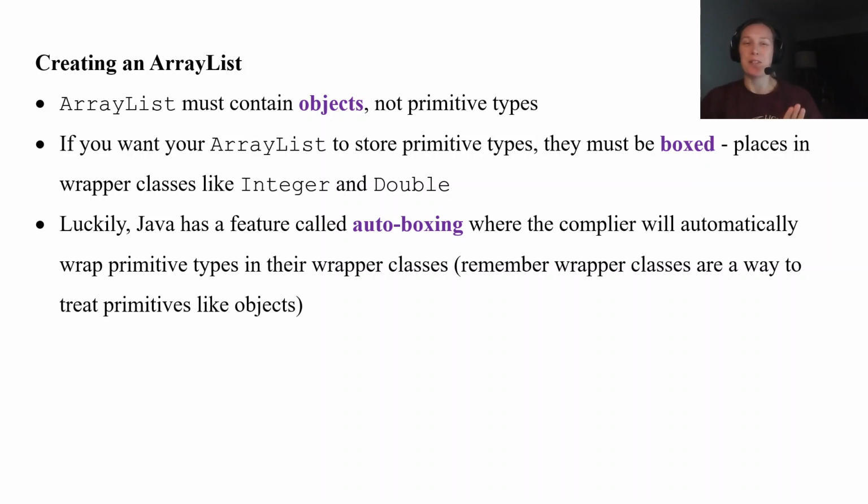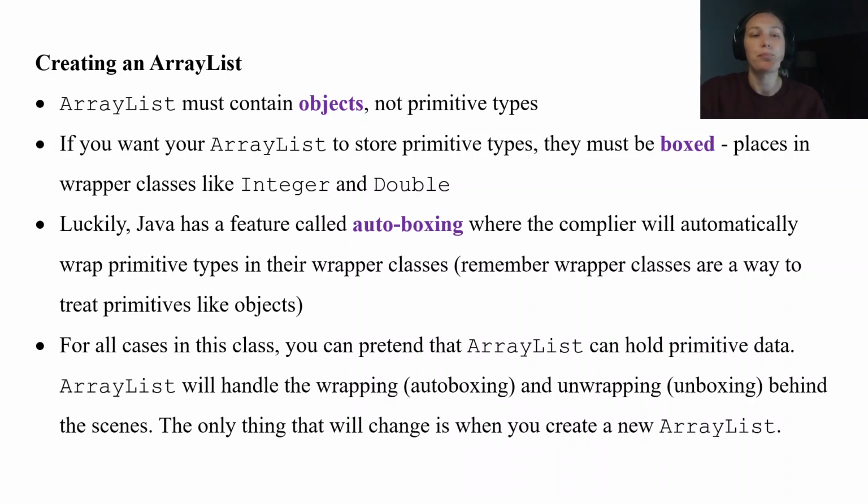Java has a wonderful feature called auto-boxing, where we don't have to worry about converting primitives to their object types or objects to primitives. We don't have to worry about that conversion because we have auto-boxing, where the compiler will automatically do that for us. And remember, whenever we reference these wrapper classes, like the capital I Integer or the capital D Double, those wrapper classes are just a way to treat primitives like objects. So they still hold primitive data, but then there's this whole list of methods we can use on them and make them act like objects.